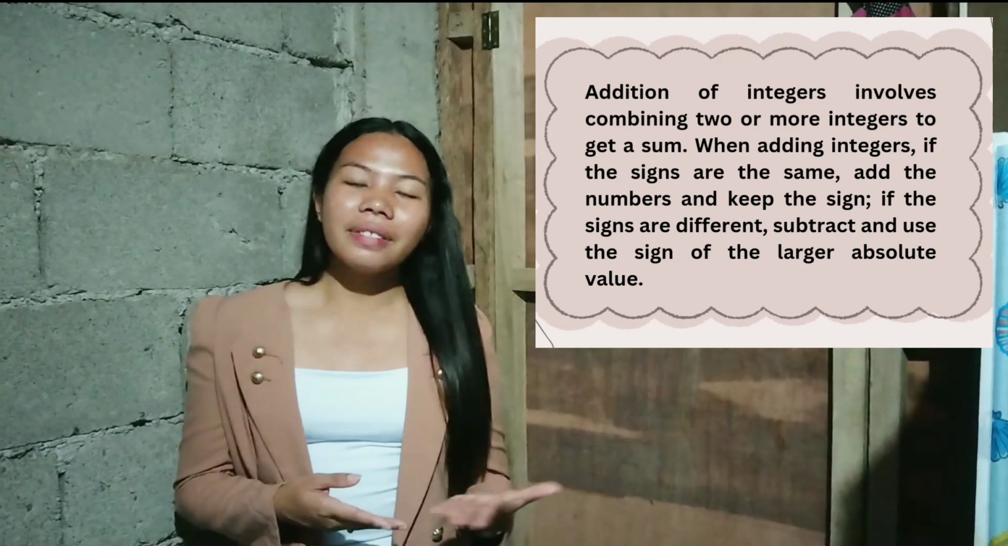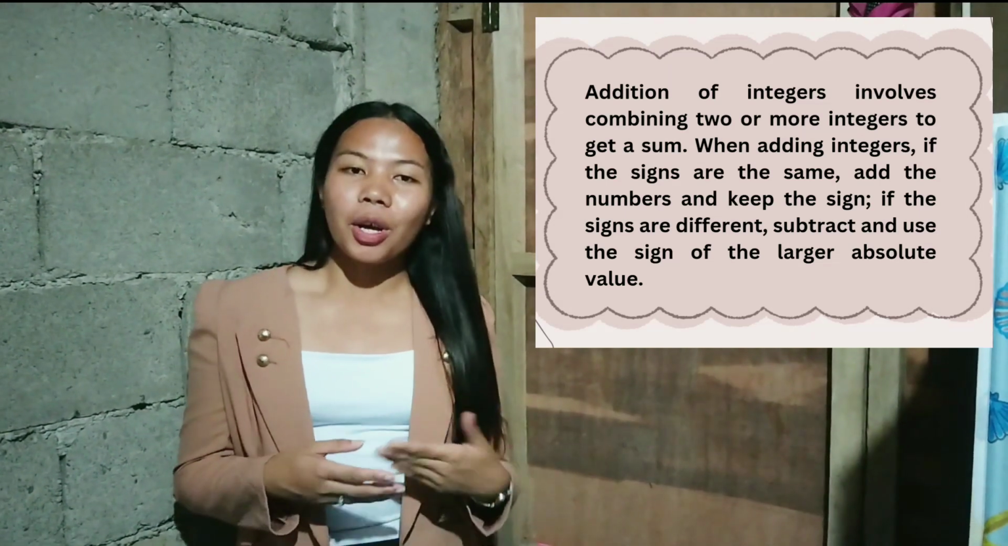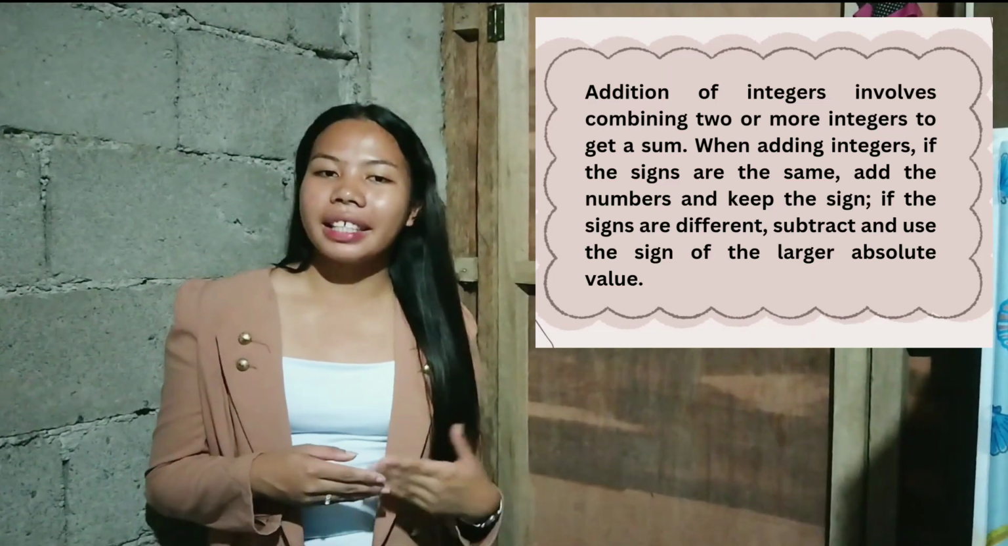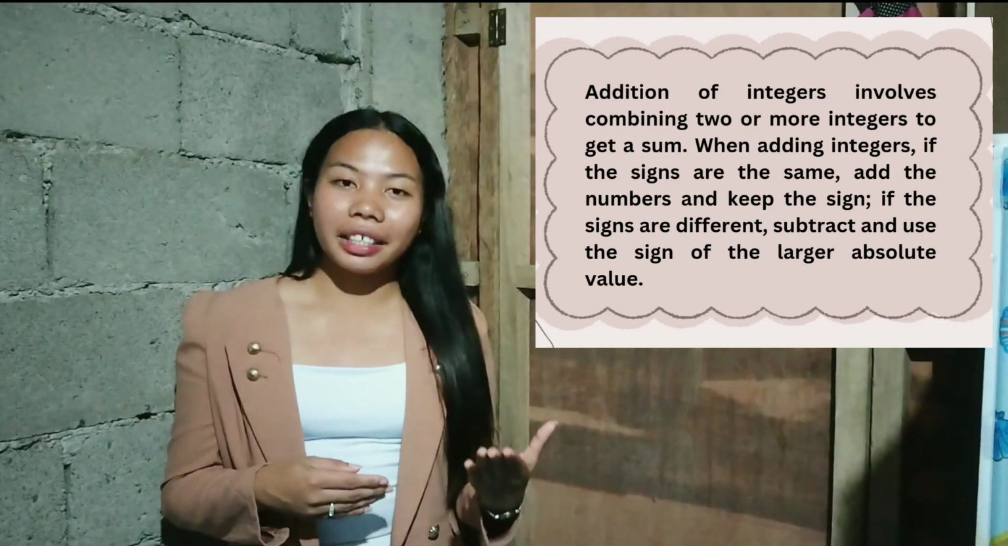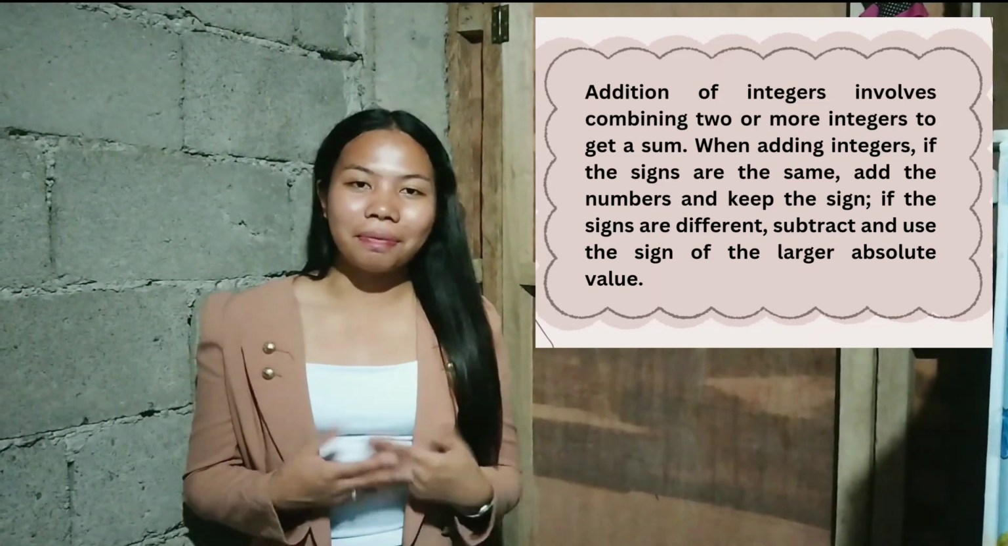So first, we have the addition of integers. This involves combining two or more integers to get a sum. When adding integers, if the signs are the same, add the numbers and keep the sign. If the signs are different, subtract and use the sign of the larger absolute value.